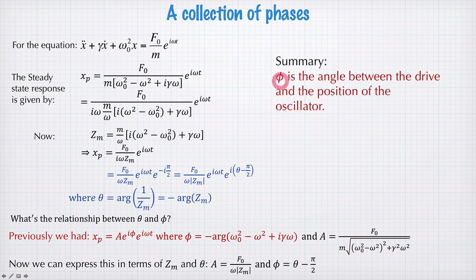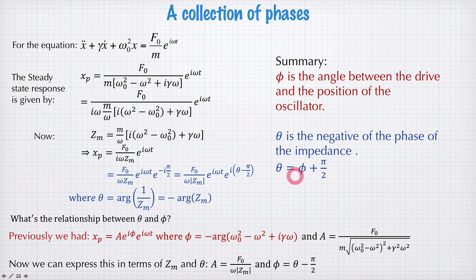So in summary, phi is the angle between the drive and the position of the oscillator. Theta is the negative of the phase of the impedance, and theta is equal to phi plus pi on 2. This is an awful lot of bother to derive an extra angle theta when we already had a perfectly good angle phi. But we will see shortly why this angle theta means something and why we bothered.